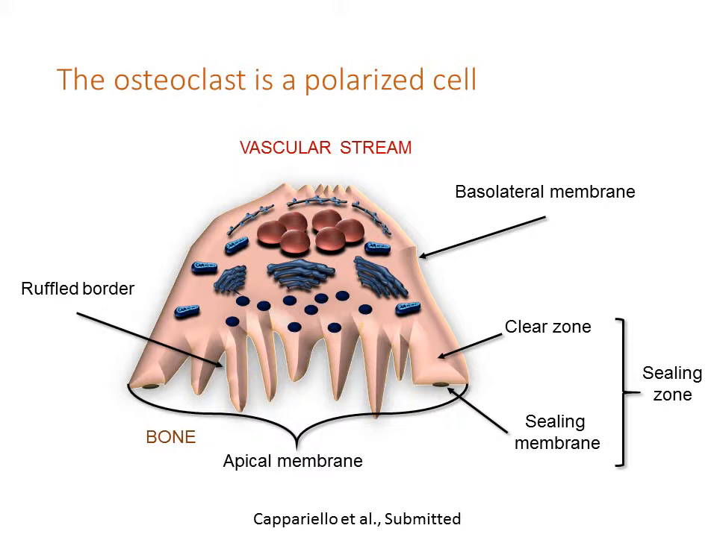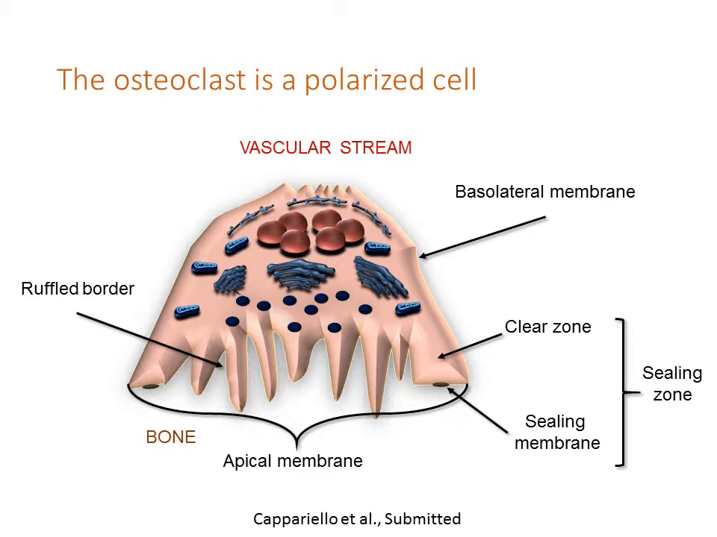The osteoclast also has a peculiar plasma membrane, with a basolateral membrane that faces the vascular stream and the apical membrane that faces the bone to be resorbed. In the apical membrane, you see here the peripheral area that is called the sealing membrane and attaches the cell to the substrate, along with the nearby cytoplasm that is devoid of organelles and is called the clear zone. The sealing membrane forms the sealing zone.